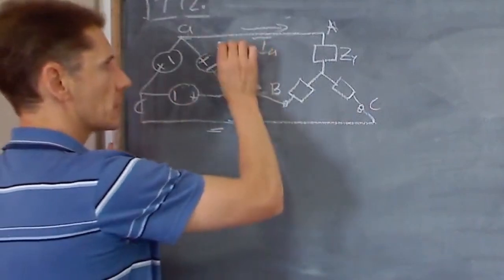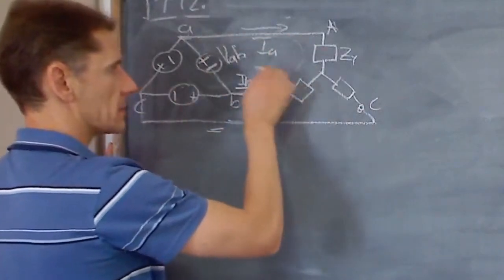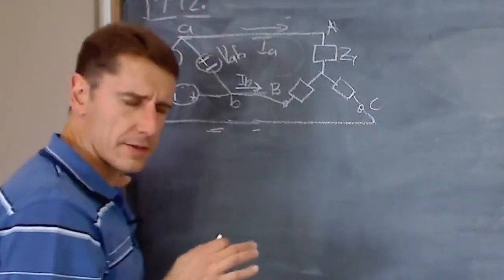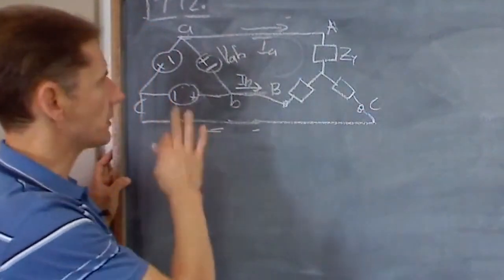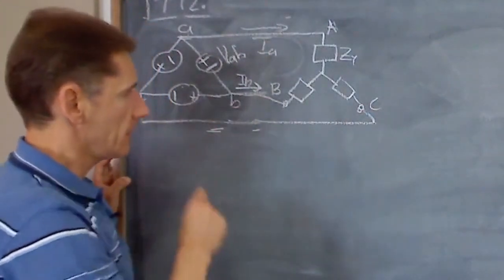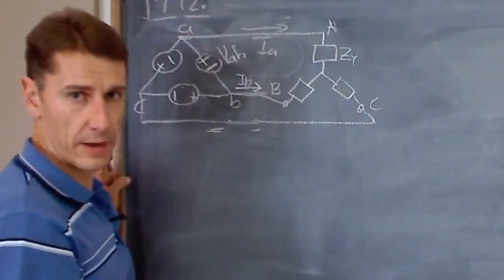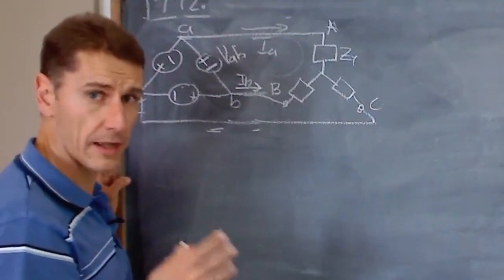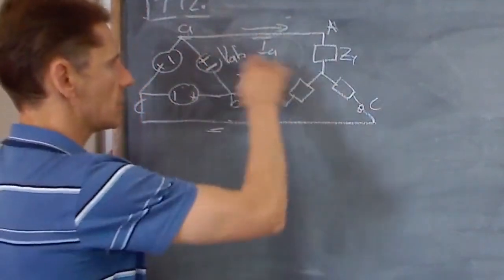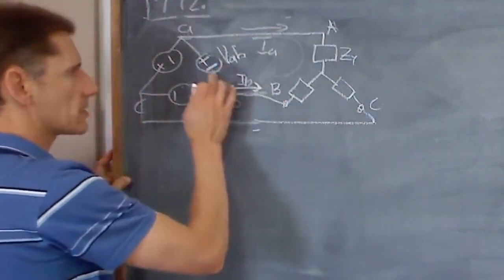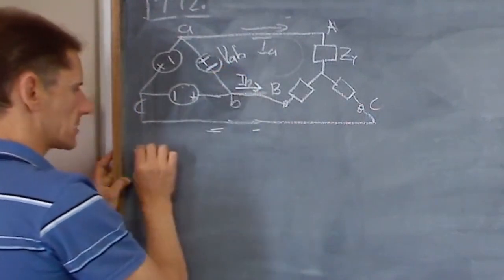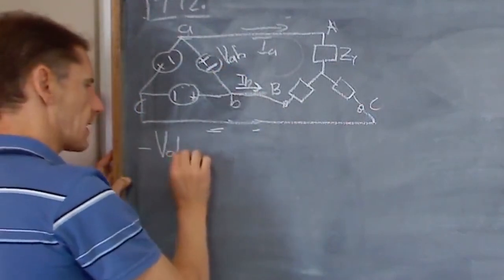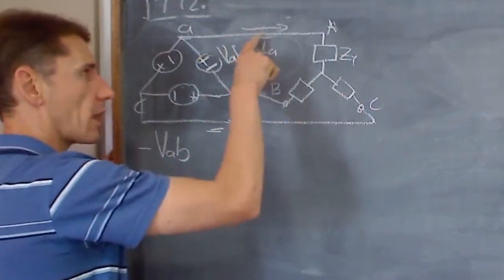And what we're going to do is a KVL in this loop. Now, the fact that it's a three-phase circuit with a delta and a Y connected load, it's still just a circuit diagram. So all the laws, KCL, KVL, all of those still have to apply. So let's do a loop. We're going to start over here. So we're entering the minus of VAB. So minus VAB. Then we move along IA.